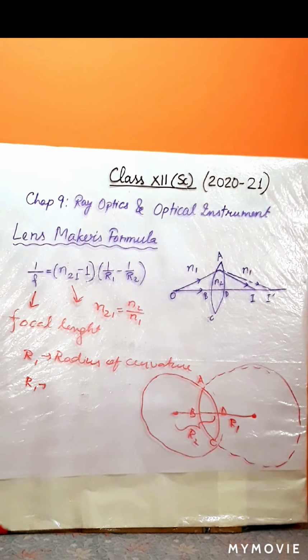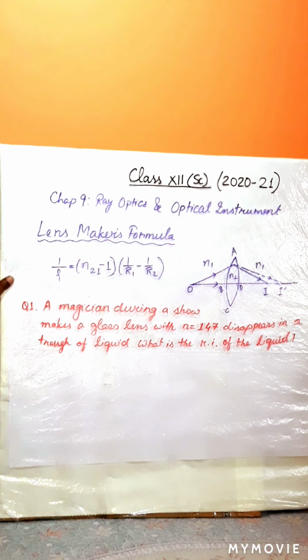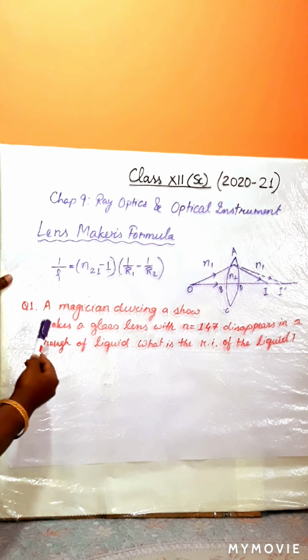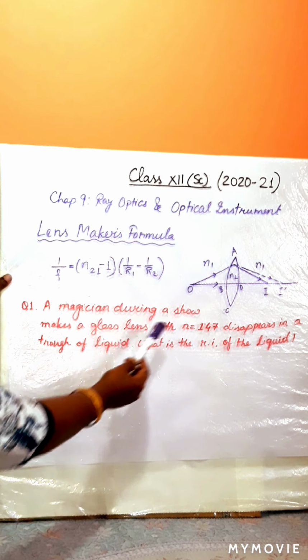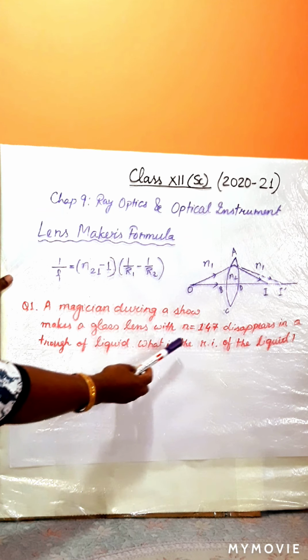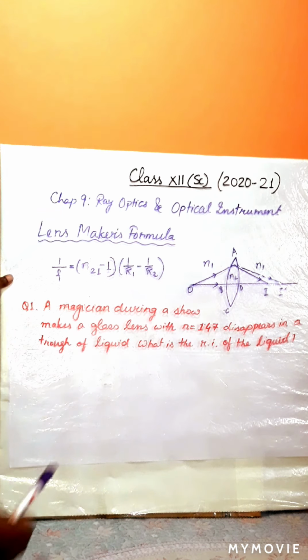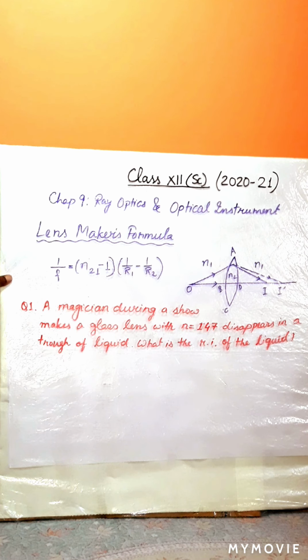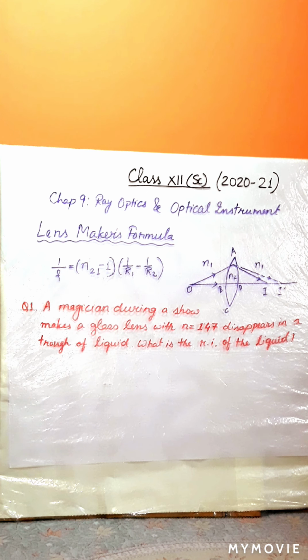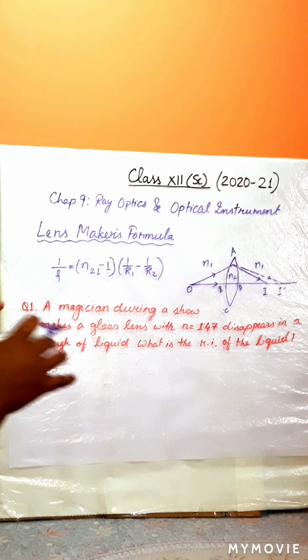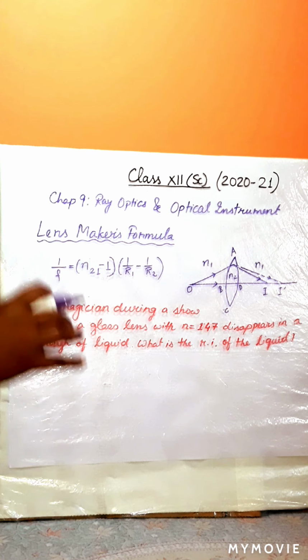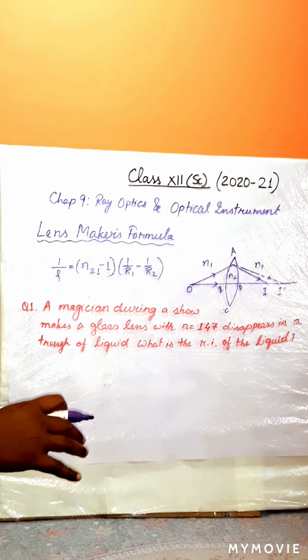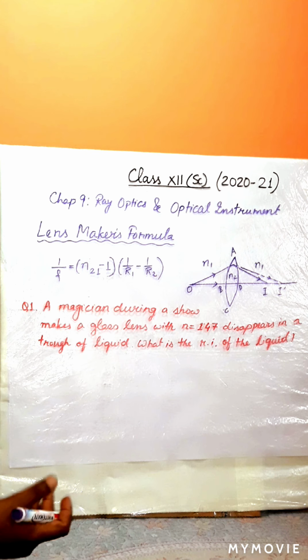Now we'll solve a numerical problem based on this formula. First numerical from this formula. A magician during a show makes a glass lens with n equal to 1.47 disappear in a trough of liquid. What is the refractive index of the liquid? That means here the magician placed the glass lens in a trough of liquid. When he placed it in that liquid, that lens disappeared.